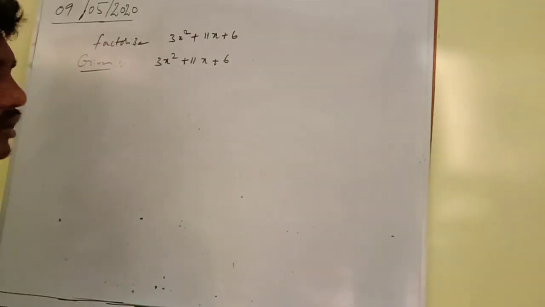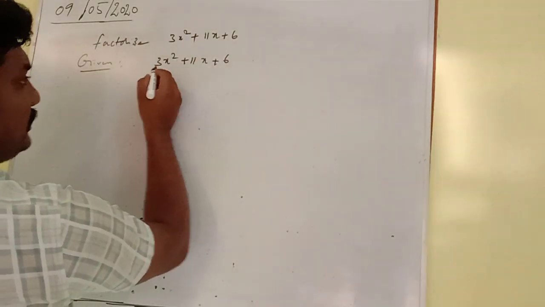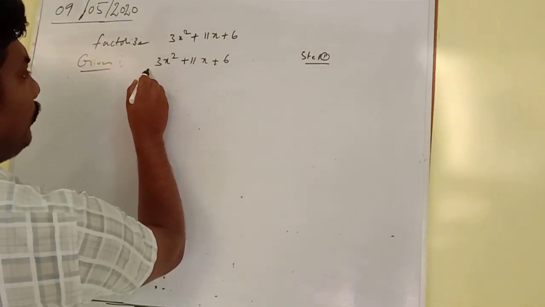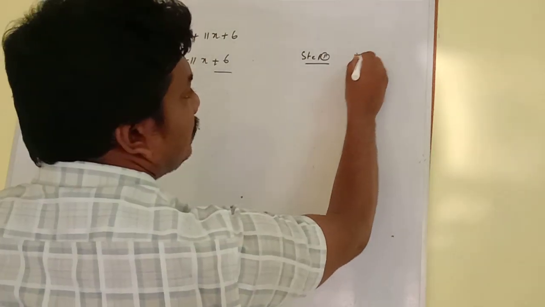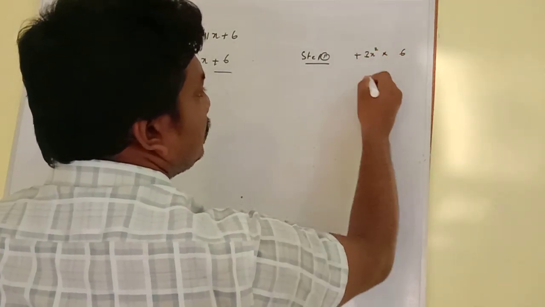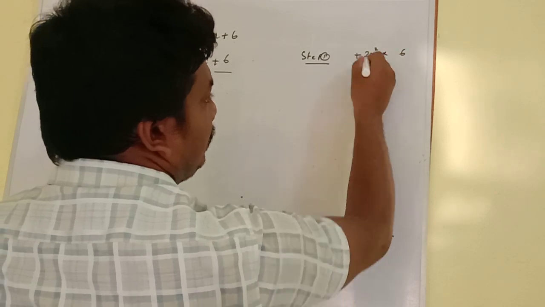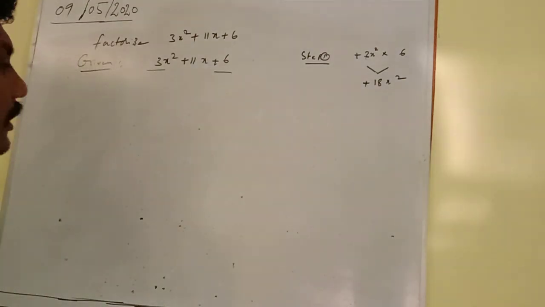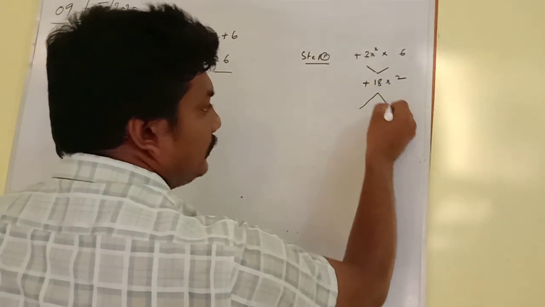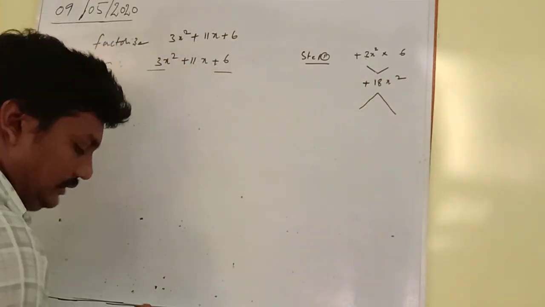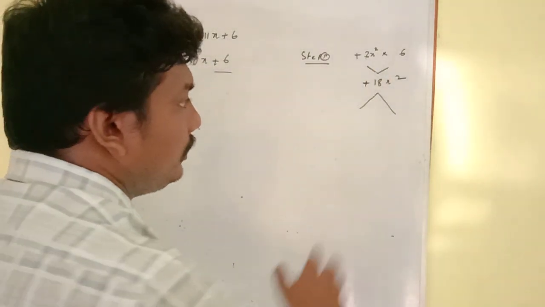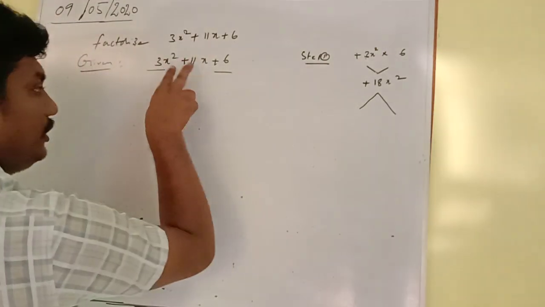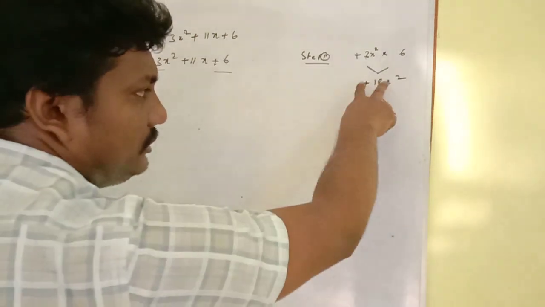Before splitting the middle term, step 1 is to find the product of the first term and the last term. That is plus 3x square into 6, which becomes plus 18x square. Now we are going to split this product into two factors so that the sum or difference of the factors equals plus 11x.